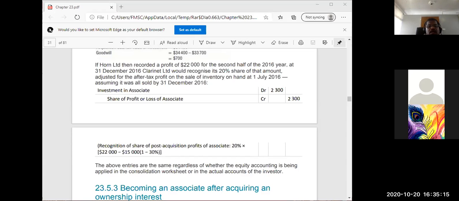34,400. Can you remember? Plus the share of profit for the period, 2,300. So that is your value of the investment in the financial statements. That is the value. On the balance sheet, you show this figure. On the face of the balance sheet you are showing this one. You don't show these workings; this is the final figure. And in the income statement, you show share of profit, which is 2,300. That is for the 6 months. That's all.